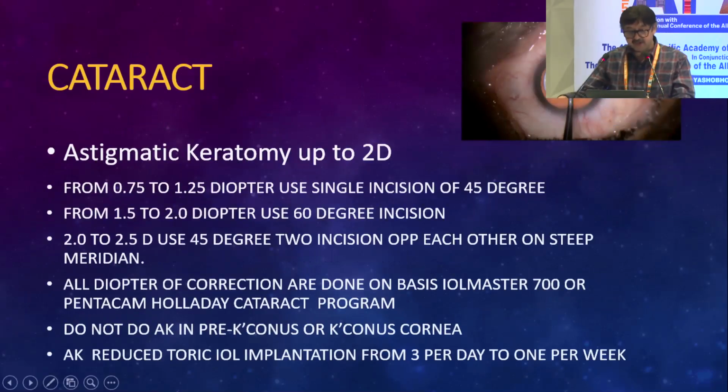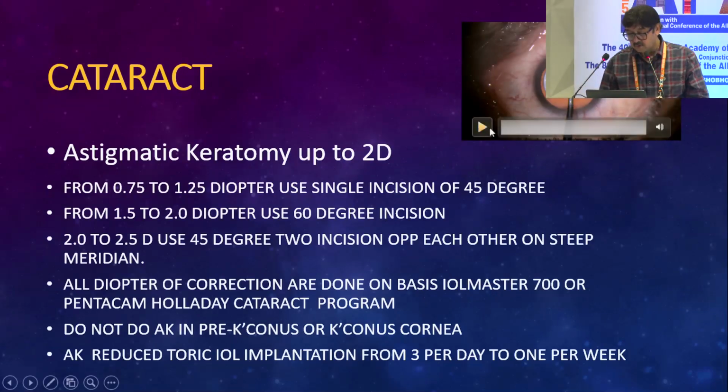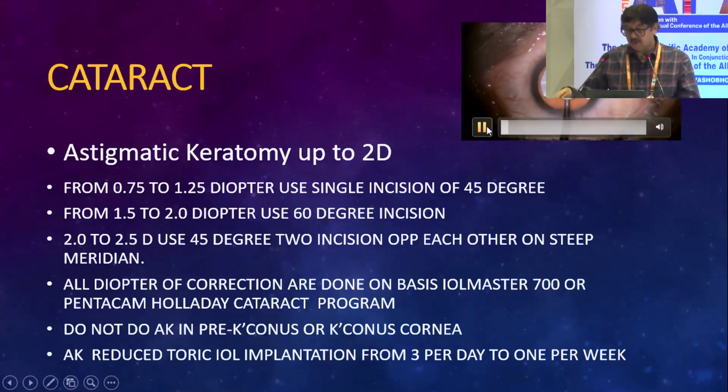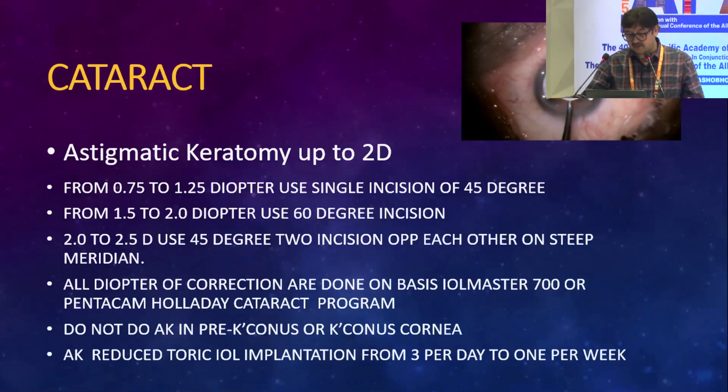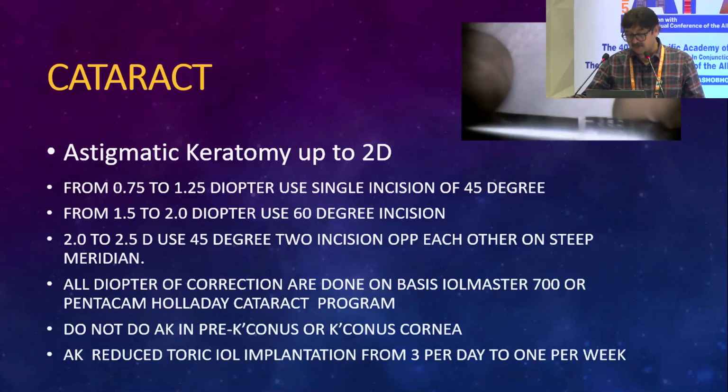The third part of cataract surgery is astigmatic keratotomy up to 2 diopters, which I think Dr. Buramani and Dr. Sahu have already told in SICS. This is the nomogram which I used. You take the steep axis and perform astigmatic keratotomy of 90% of the depth.